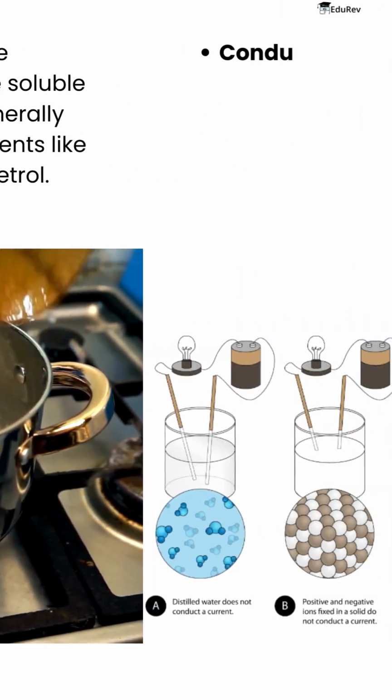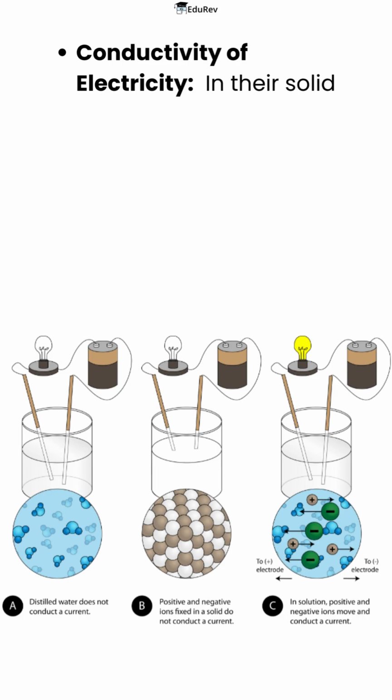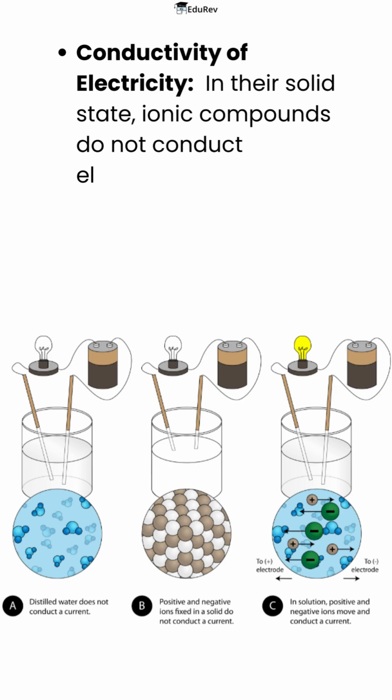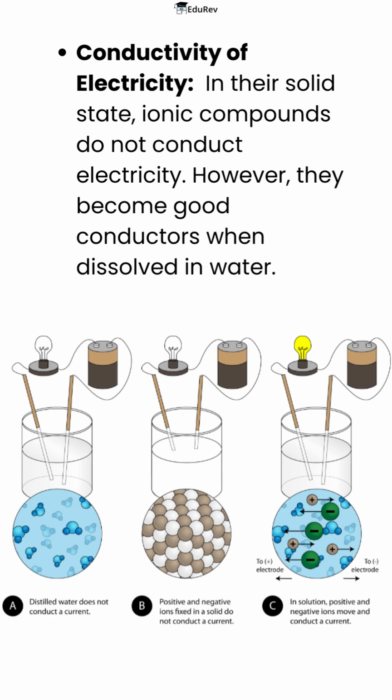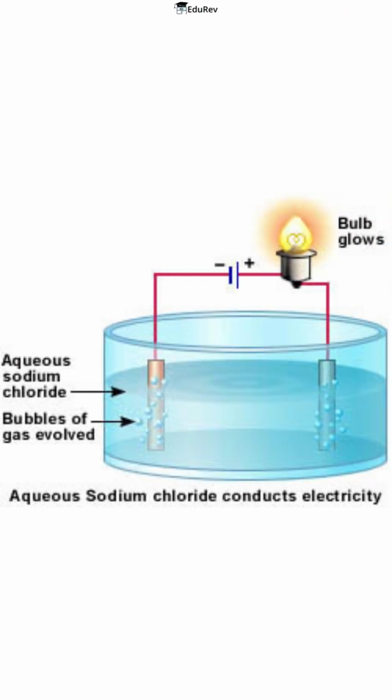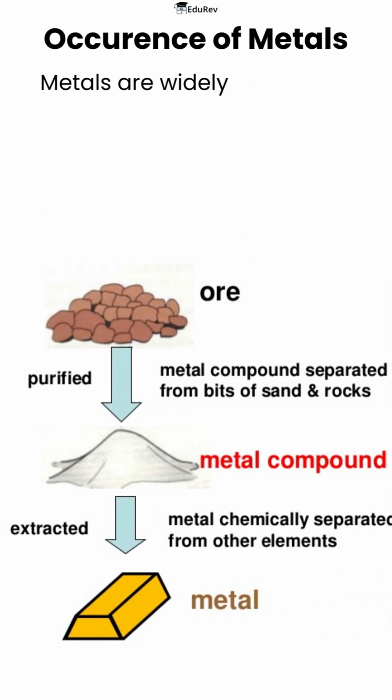In their solid state, ionic compounds do not conduct electricity. However, they become good conductors when dissolved in water. For instance, sodium chloride does not conduct electricity in its solid form, but when dissolved in water, it becomes a good conductor. Occurrence of metals.